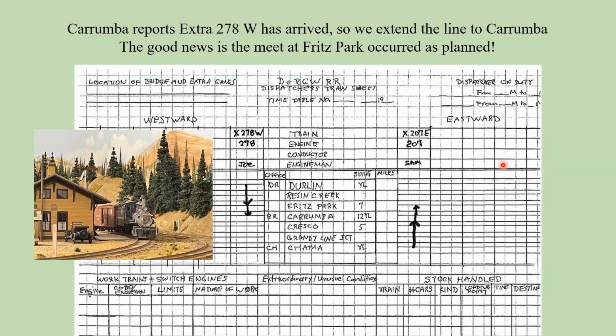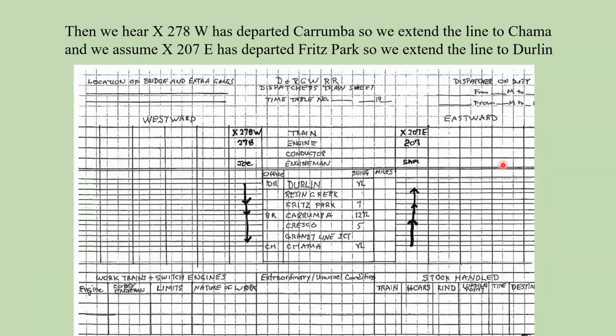Okay, then we hear that extra 278 west has departed Corumba. So we extend the line to Chama, and we can assume 207 has also left Fritz Park. So we can extend that line up to Durlin. So we've done that, and this is what our sheet looks like here. So at this point, the dispatcher is just waiting to hear from the train order offices at the two ends of the line that these trains have safely arrived.